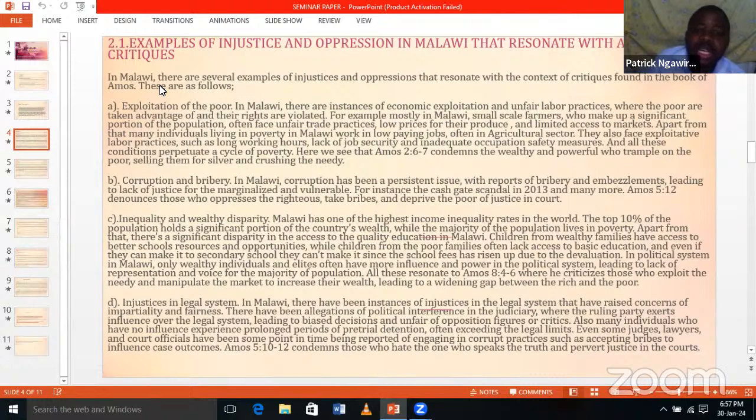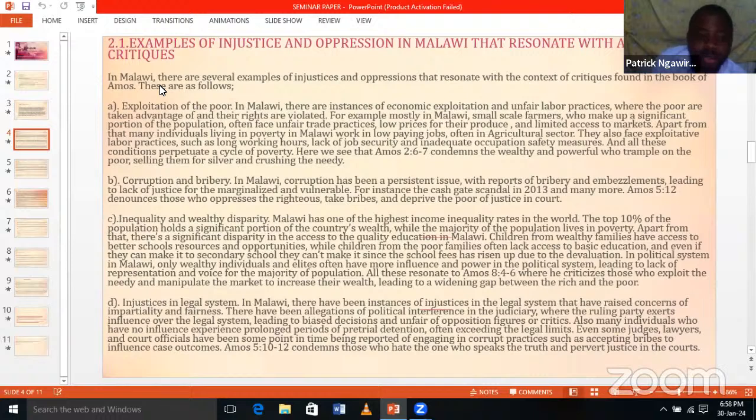Here we see that Amos chapter 2, verses 6 to 7 condemns the wealthy and powerful who trample on the poor, selling them for silver and crushing the needy. The second example is corruption and bribery. In Malawi, corruption has been a persistent issue, with reports of bribery and embezzlement, leading to lack of justice for the marginalized and the vulnerable. For instance, we have the Cashgate scandal in 2013 and many more.